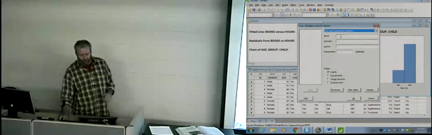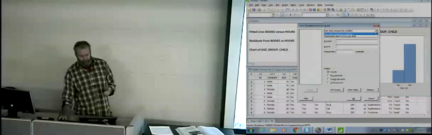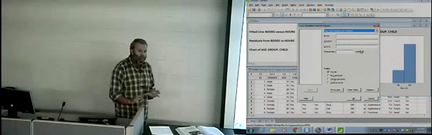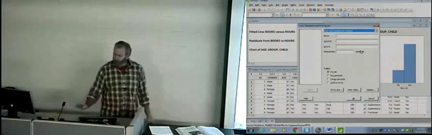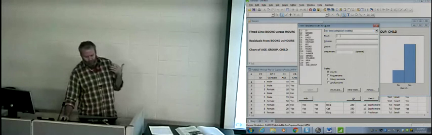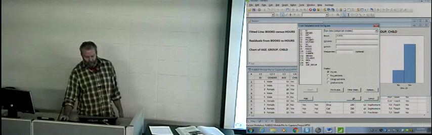The rows, now look, I know there's a drop-down menu up here. You've got the raw data. You don't have to mess with that. For the rows, just for me, I'm going to put the variable child. And for the columns, I'm going to put the age group.